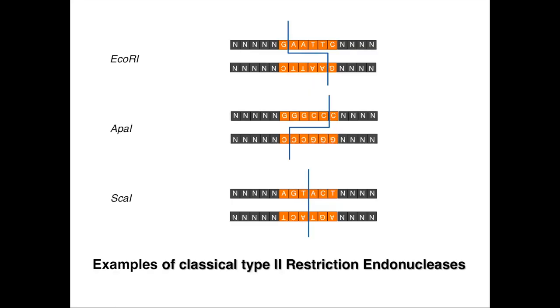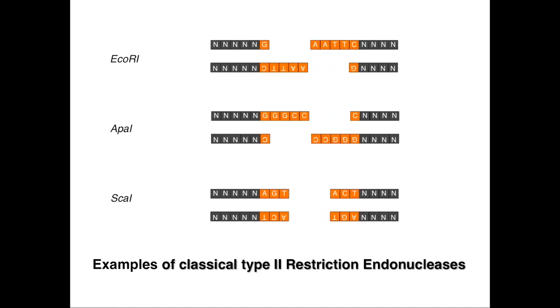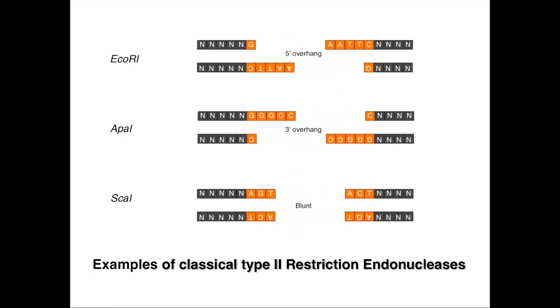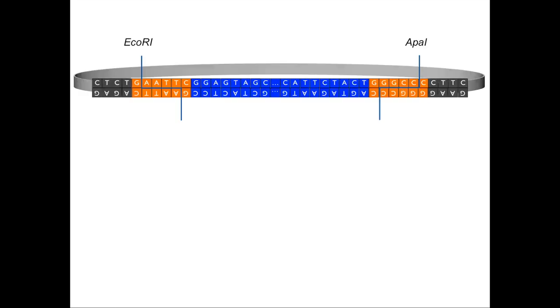Classical type 2 restriction enzymes are commonly used in molecular cloning. Each enzyme recognizes a specific sequence, usually palindromic, shown in orange. They cut their substrate within their recognition sites, leaving either sticky, that is 5' or 3' overhangs, or blunt ends.